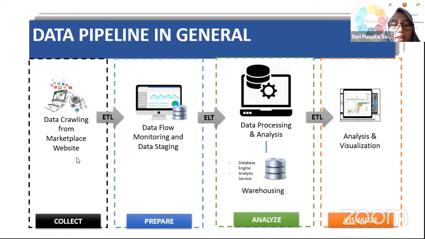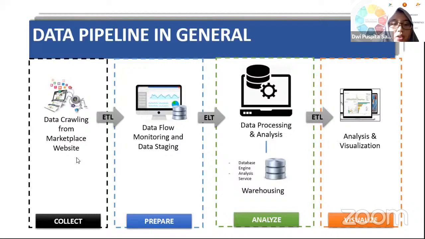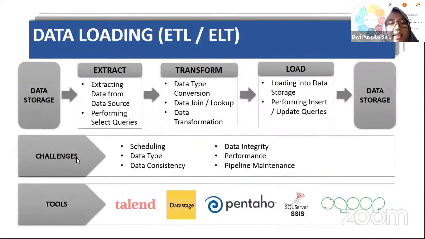And okay, that's the data pipeline in general. And then next. Okay, so among all of the 4 processes, we can see that there are a lot of ETL or ELT processes. So what is that process exactly? So ETL or ELT process is basically a data loading process. It is a process where you load data from a storage to another storage for different purposes, for different needs. For the previous example, you move it from the sources to data staging, so you can prepare it, and then you move it from data staging to data warehouse, so you can process and analyze it. That's the example. And now we're going to talk about the ETL or ELT process itself in a bit more detail. Oh, sorry.